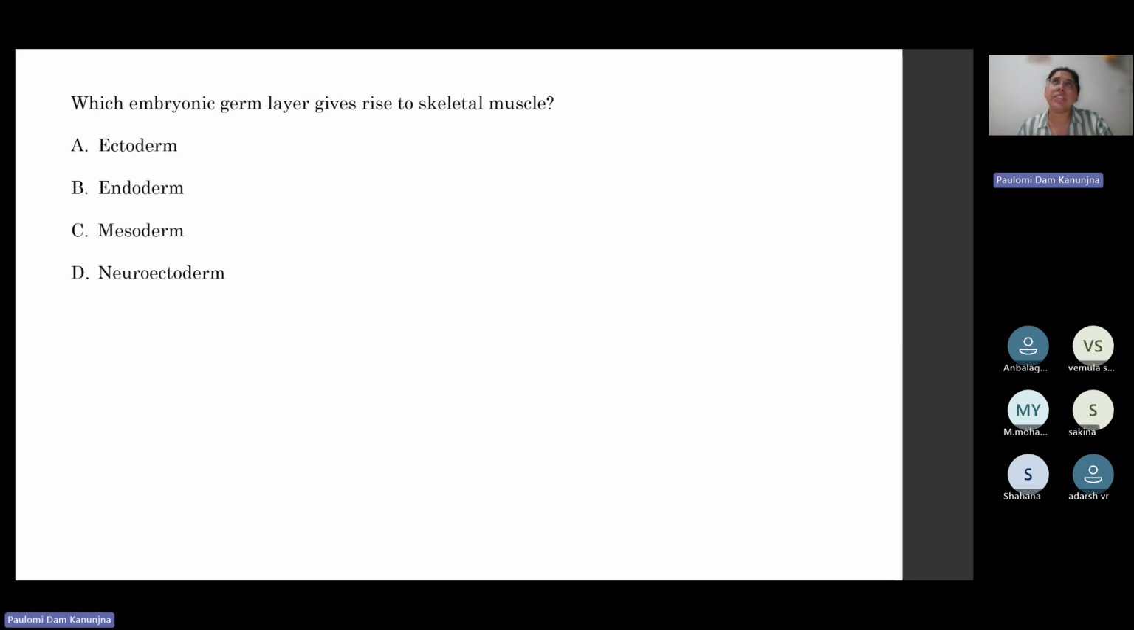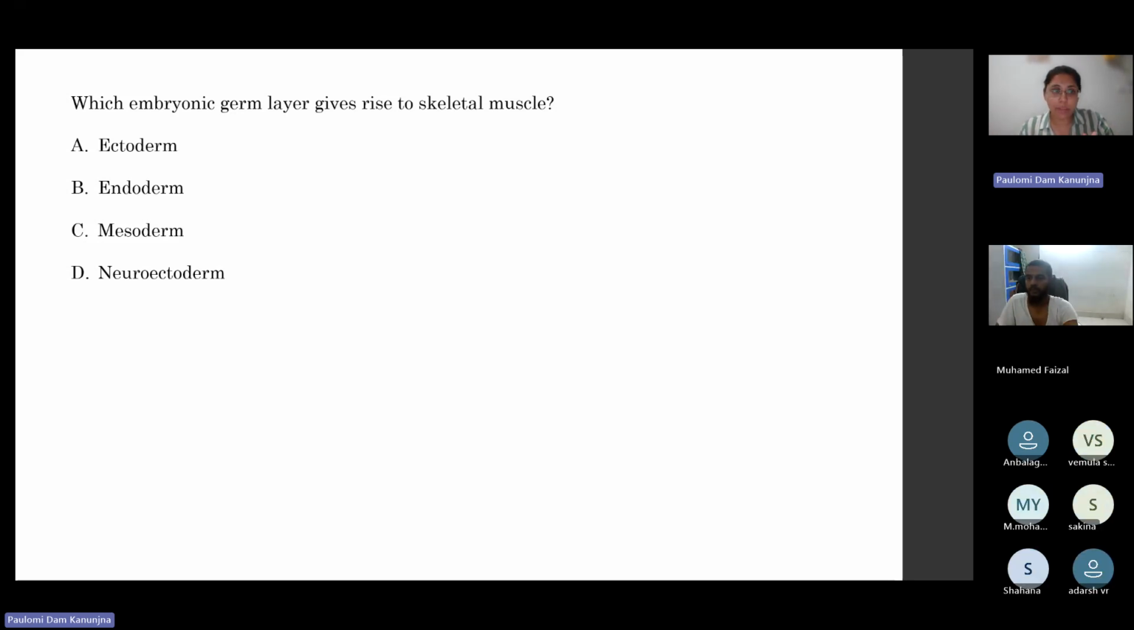Okay. Moving to the next topic, which was about the formation of muscles, skeletal muscle. So, first question is, which embryonic germ layer gives rise to skeletal muscle?